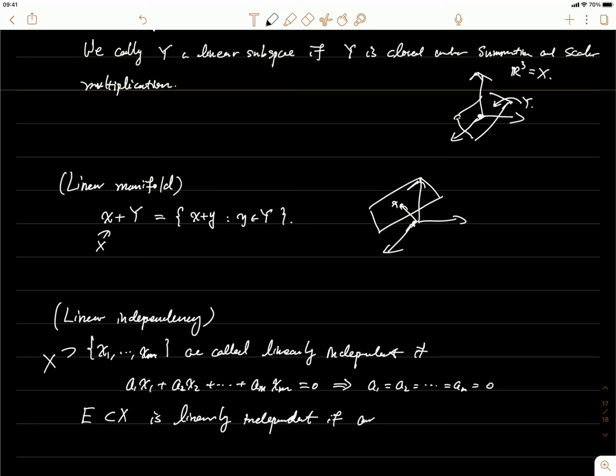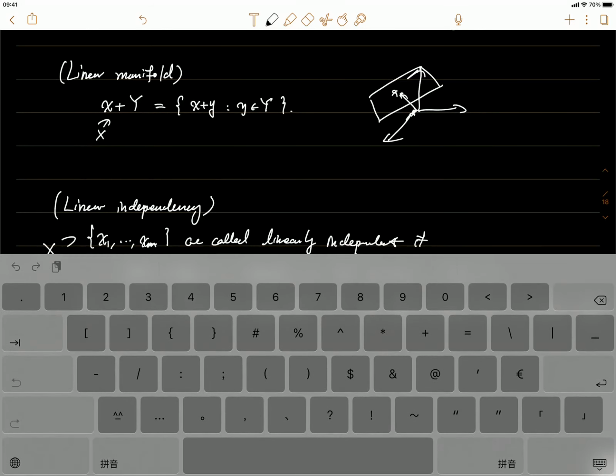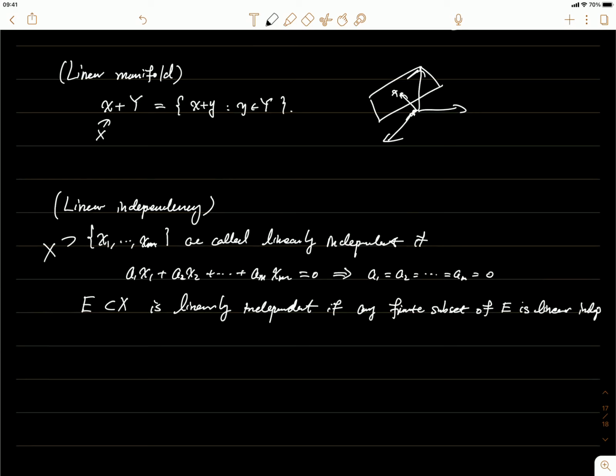if any finite subset, which means that you can extract some vectors from E and form a finite subset x1 through xm, no matter how you form a finite subset of E, this finite subset is linearly independent. Then we can call E a linearly independent set. So we use the standard linear independence to define linear independence for an infinite set.